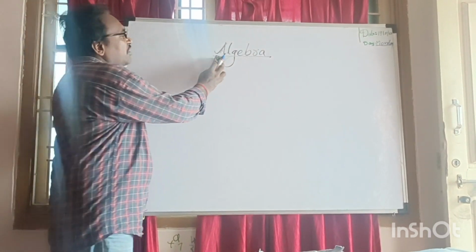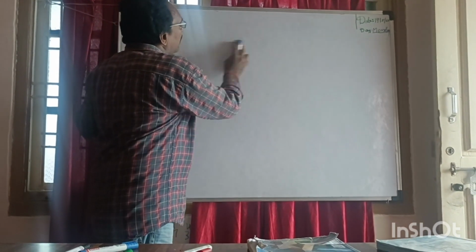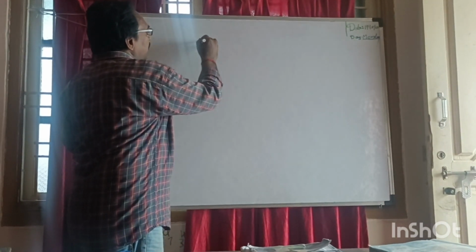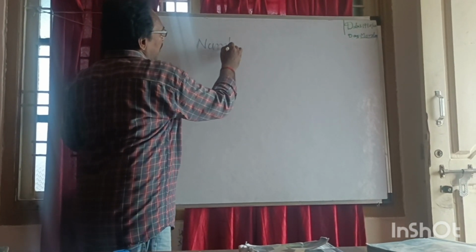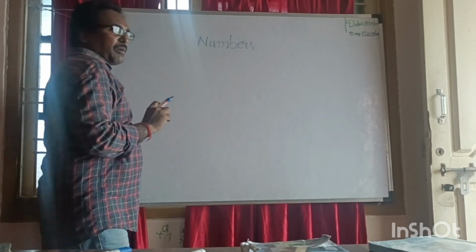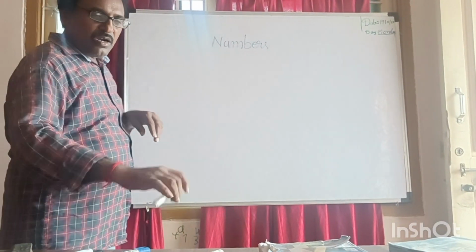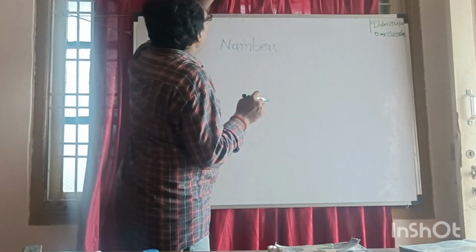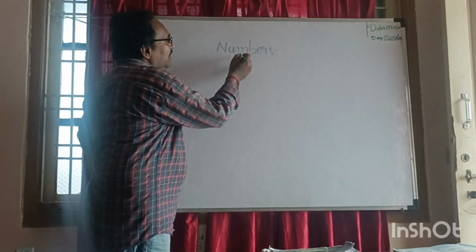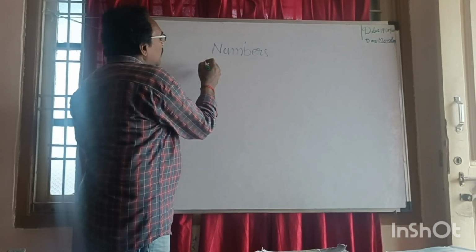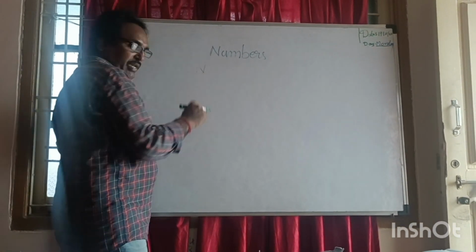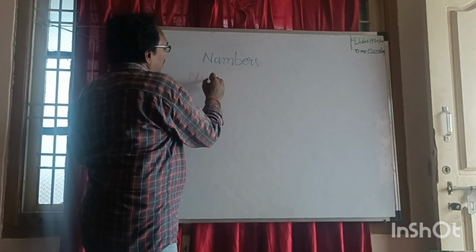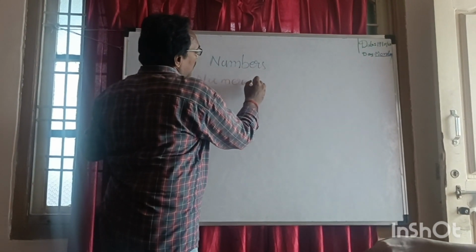So here, first we'll start with the numbers. The basic components of mathematics is nothing but numbers, right? Numbers are the first material for mathematics. Later on, using some numbers, numerical expressions are written. Have you heard of numerical expressions?